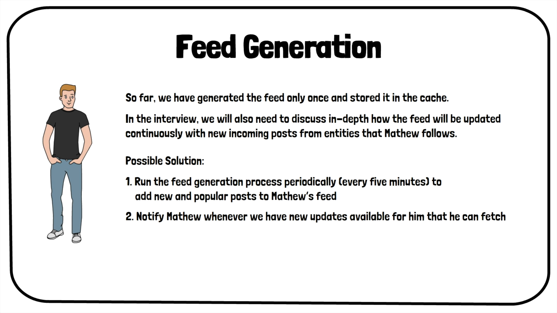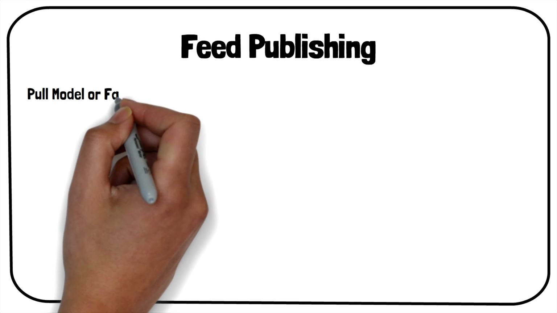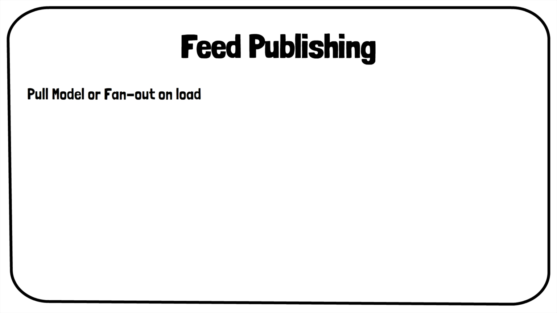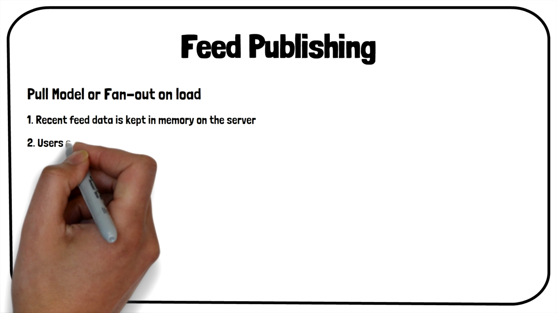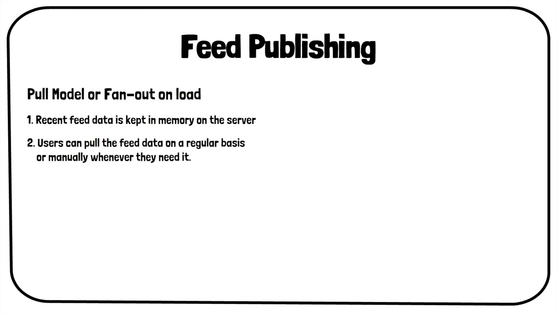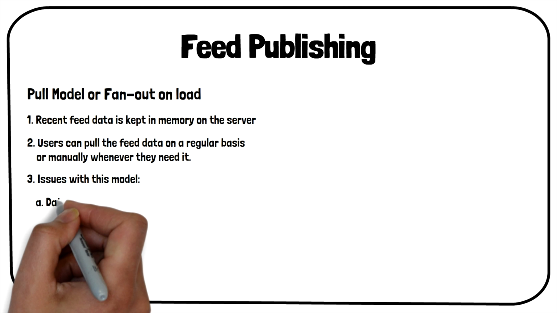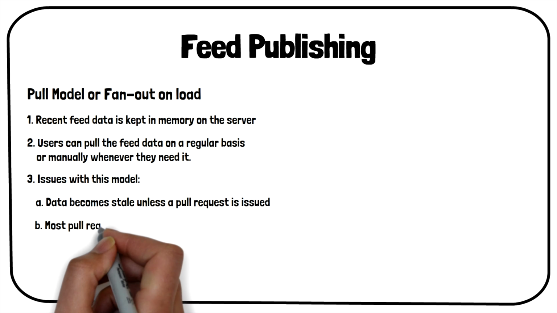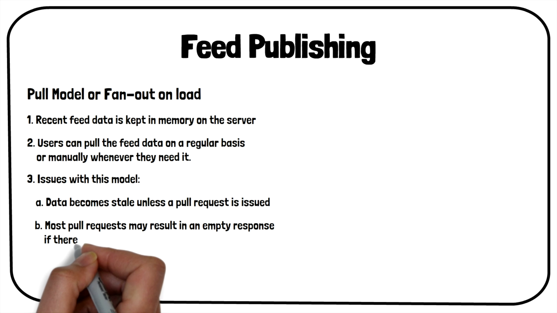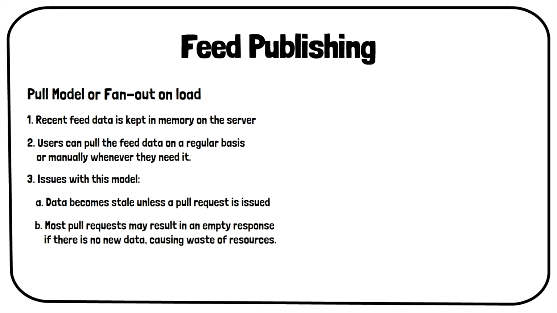The second part of this problem focuses on feed publishing. There are 2 approaches: pull or push model. The pull model is also known as fan-out on load. In this approach, recent feed data is kept in the memory on the server, and the users can pull it on a regular basis or manually whenever they need it. However, there are a few issues with this model. Data can become stale unless a pull request is issued. Also, most pull requests may result in an empty response if there is no new data, thus causing a waste of resources.